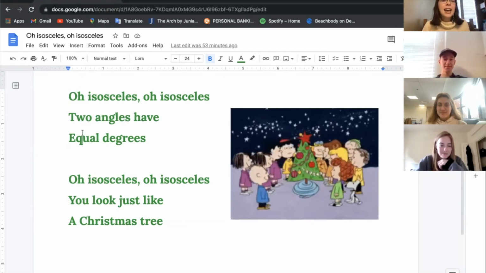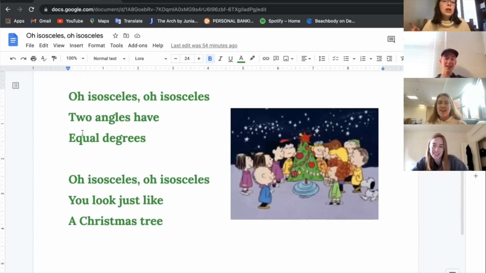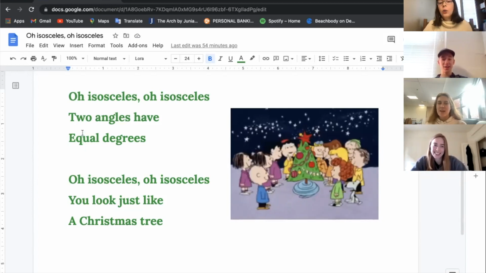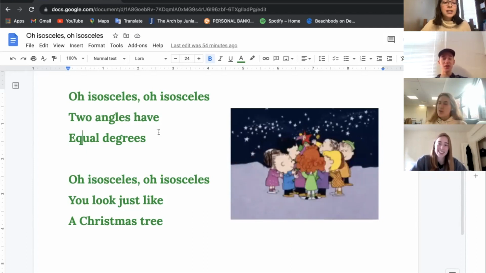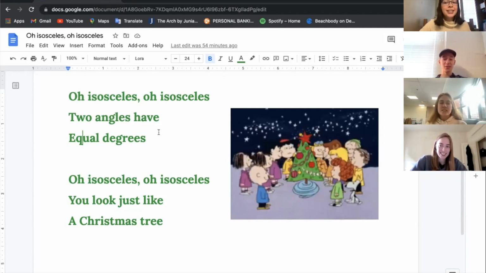5, 6, 7, 8. Oh, isosceles, oh, isosceles. Two angles have equal degrees. Oh, isosceles, oh, isosceles. You look just like a Christmas tree.